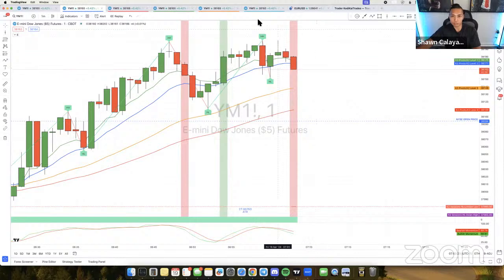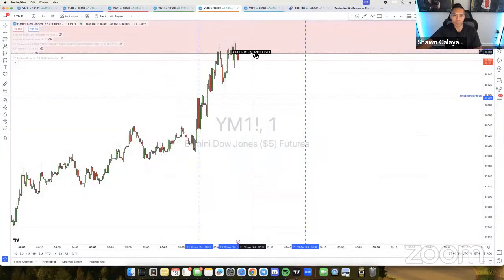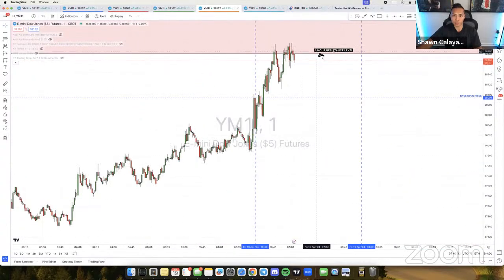Let's go over here to the clean chart. Let's look at the structure real quick. So price actually made it to the 4-hour resistance. If you guys remember earlier this morning, we marked up this 4-hour resistance and we didn't really expect price to get up to it, but it actually did. It climbed up to that 4-hour resistance. Now it's bouncing off it.